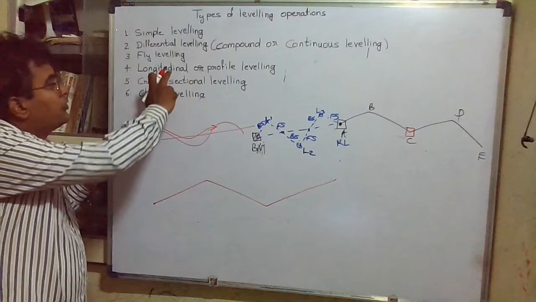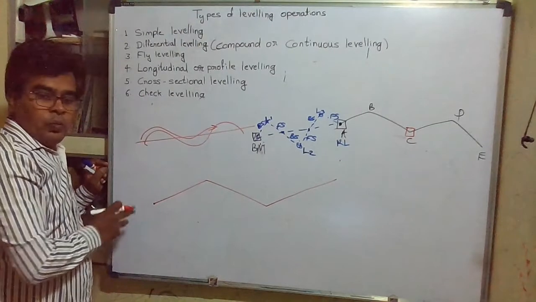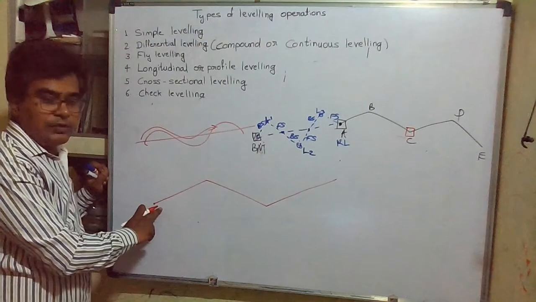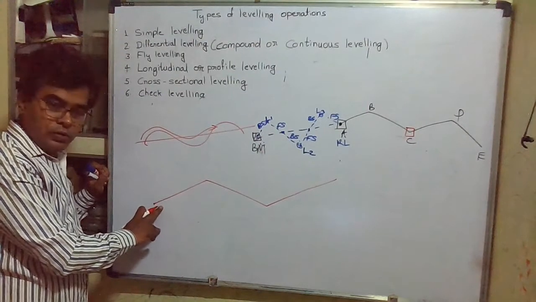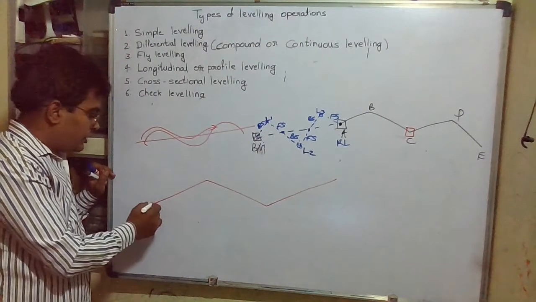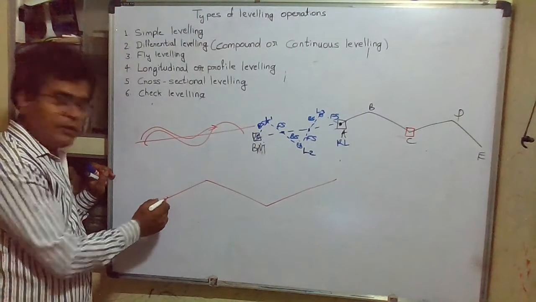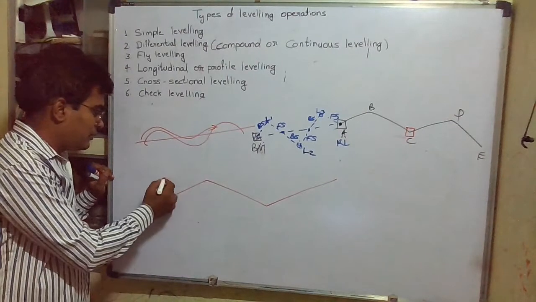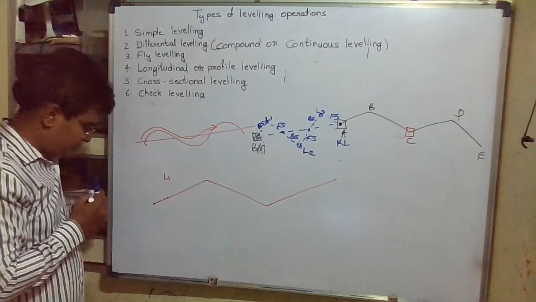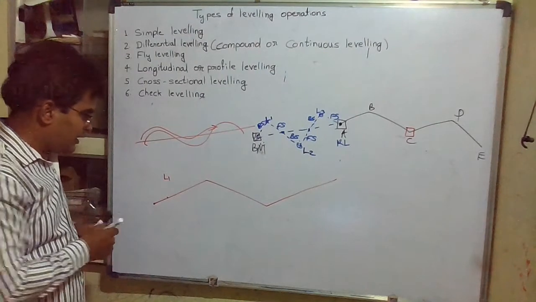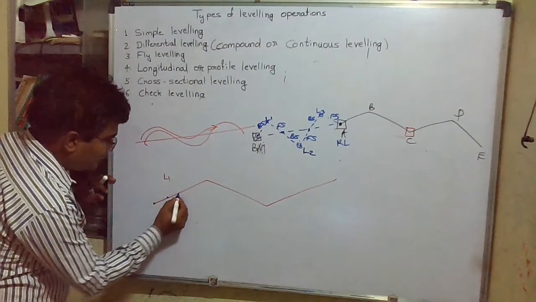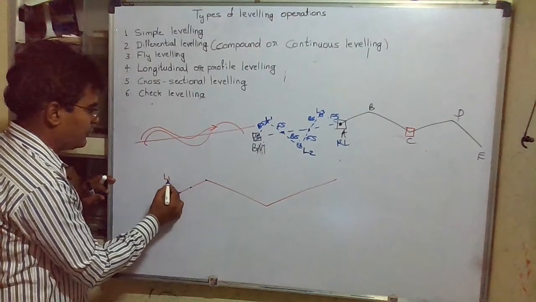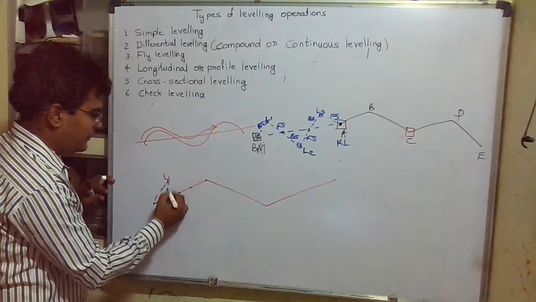In this longitudinal or profile leveling, we will find out the undulations of the center line of the road. This is our center line of the road. So here we will take the levels at some interval, maybe at chainages 20 meter, 40 meter, 60 meter along the road, and we'll set the level at some point here and take the readings at some fixed interval.